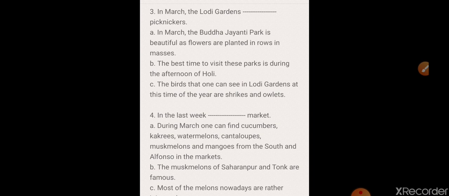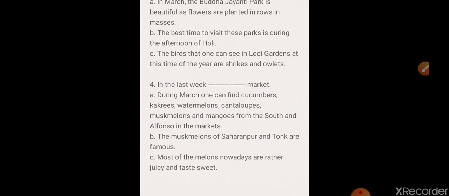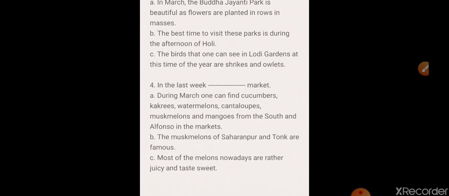Which cities are famous for their muskmelon? The muskmelons of Saharanpur and Tonk are famous. What has happened in recent years to the quality of melons? Most of the melons nowadays are rather juicy and taste sweet.